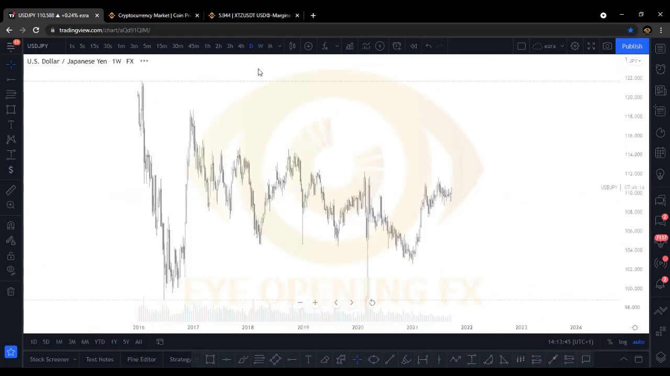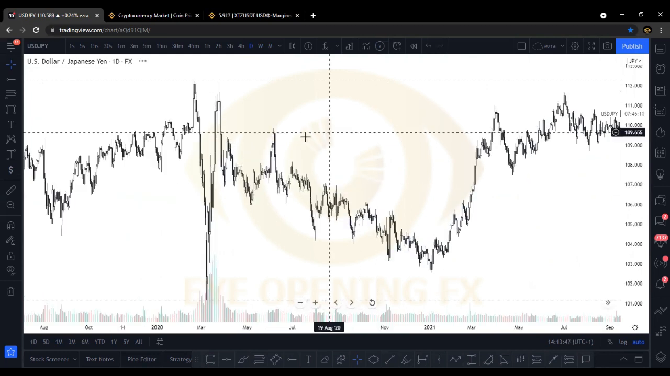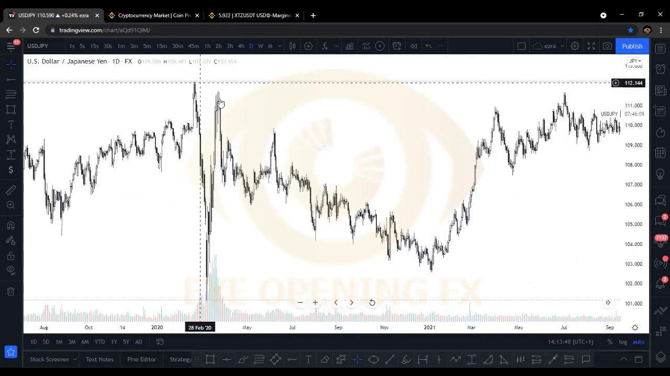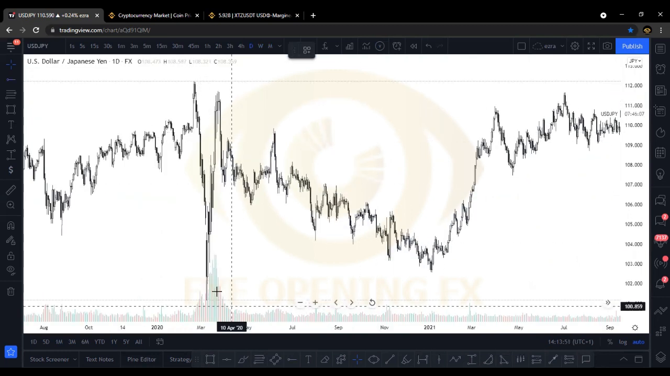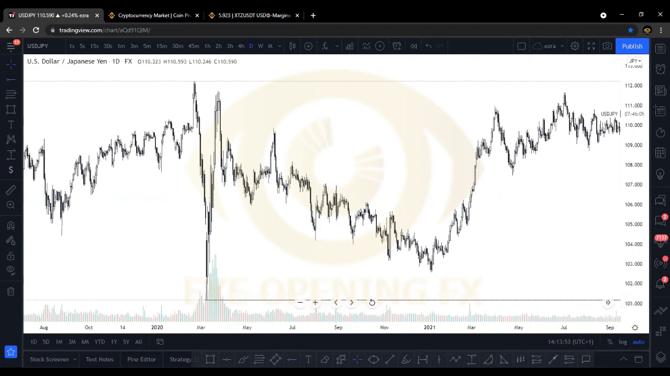Now you go to daily, the same thing. On this daily, you have to note your range high and your range low. This is your range low. This is your range high.